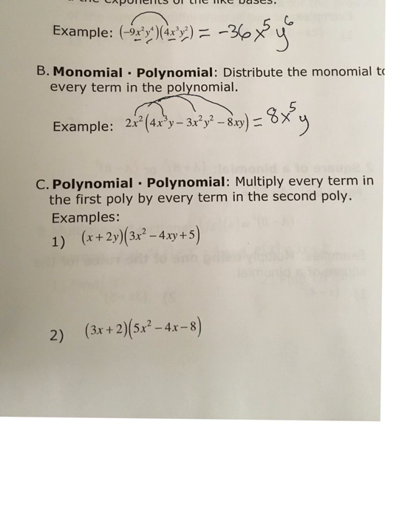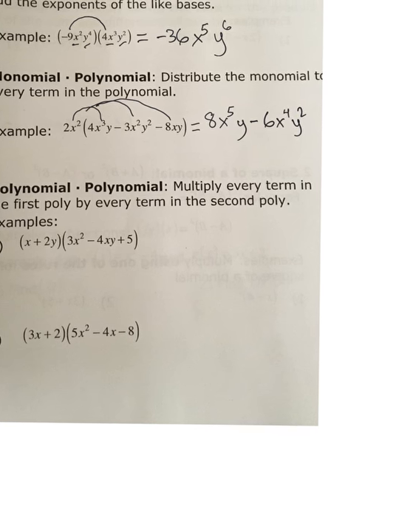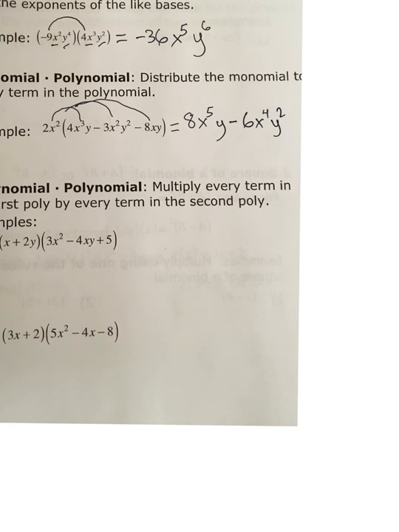Okay. So we have 8x to the 5th y. What's our sign? Minus. All right. Go ahead. Continue the march. 6x to the 4th y squared. Excellent. What's my sign after that? Minus. Let's see how this works. I got to be careful with my buttons. All right. Minus. Go on.